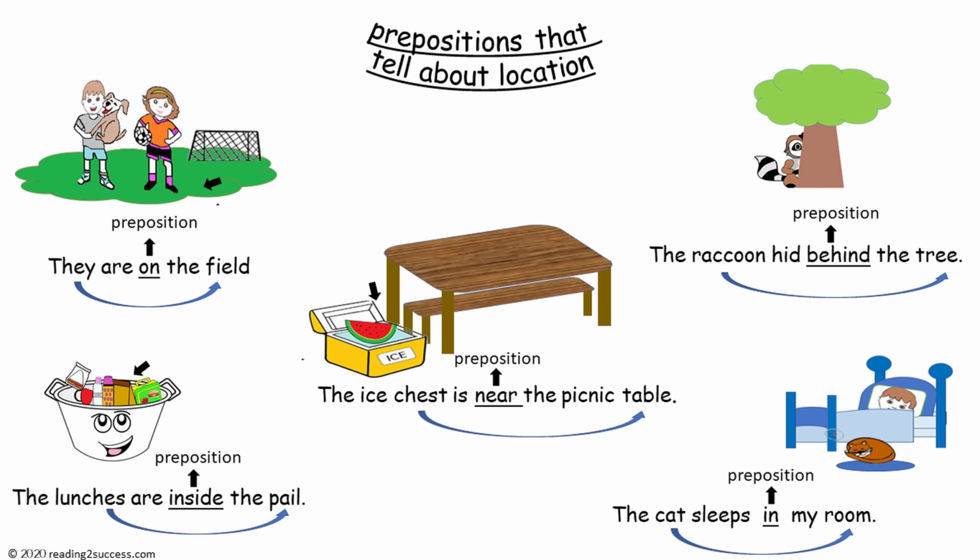The ice chest is near the picnic table. Near is our preposition, and it connects table with chest. The raccoon hid behind the tree. Behind is the preposition, and it connects tree with raccoon. And our last one, the cat sleeps in my room. In is the preposition, and it connects room and cat.